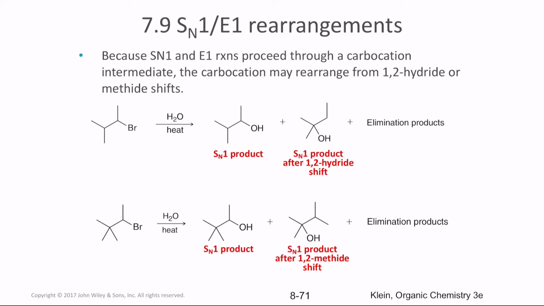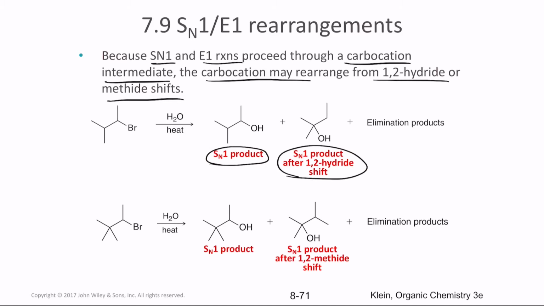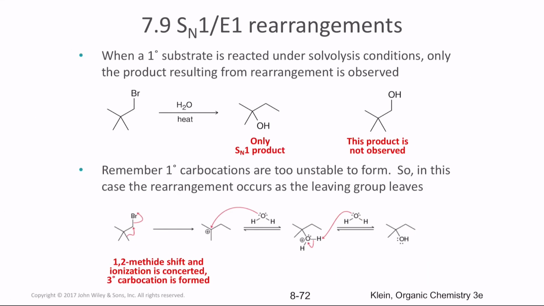But one of the most important points to remember is that SN1 and E1 reactions proceed through a carbocation intermediate, which means that the carbocation may undergo a hydride or methide shift, where the positive charge can move towards the most stable carbon, which means it goes towards the more substituted carbon. That requires the movement of the hydrogen from one point to the other. So you can have an SN1 product and you can have an SN1 product with a hydride shift. So this here is an example of what you can see in terms of rearrangements.